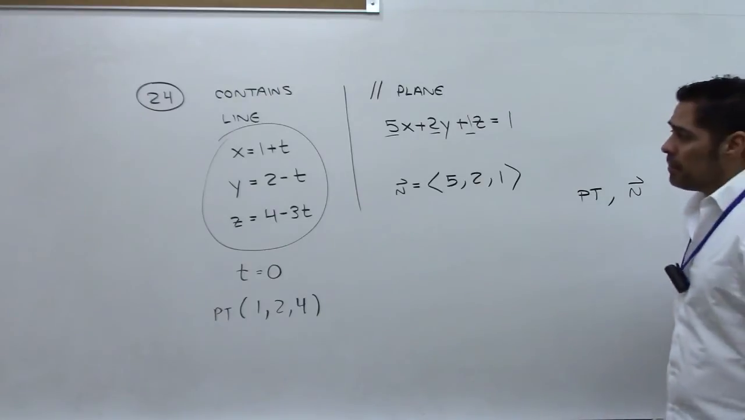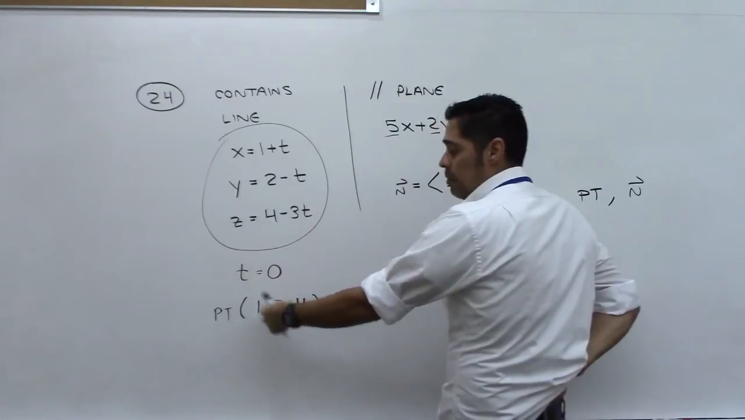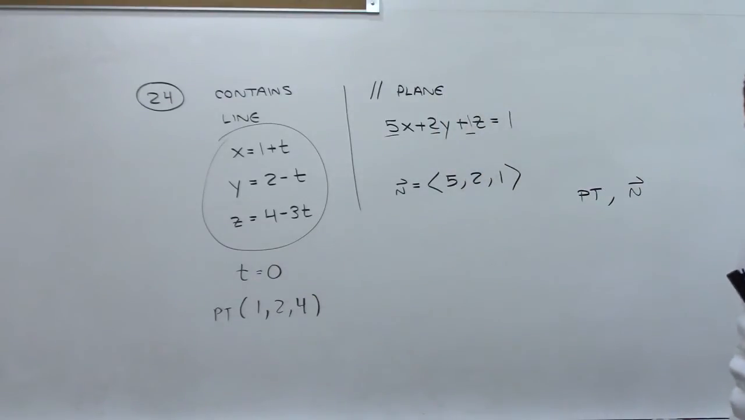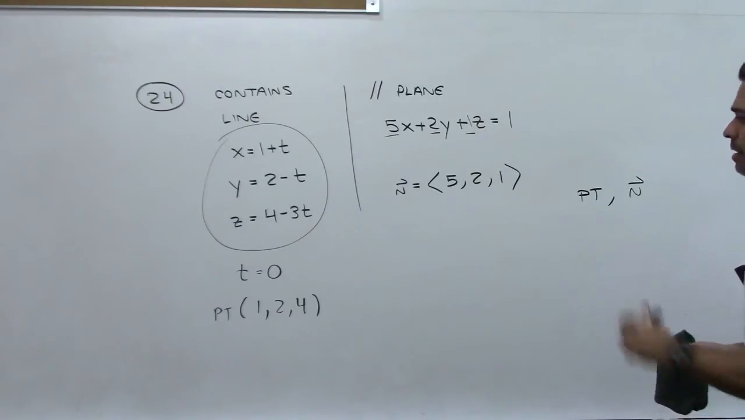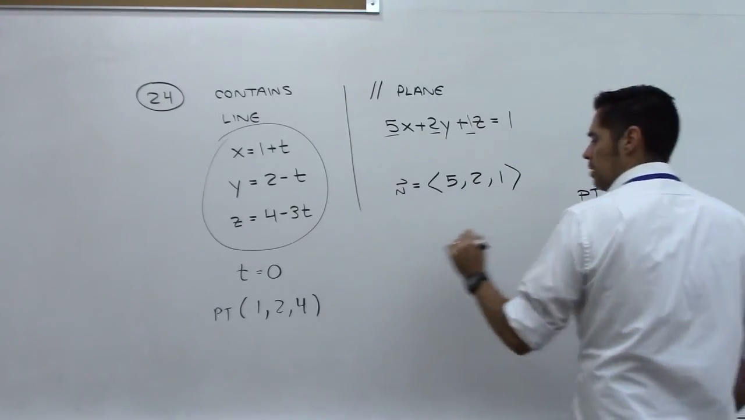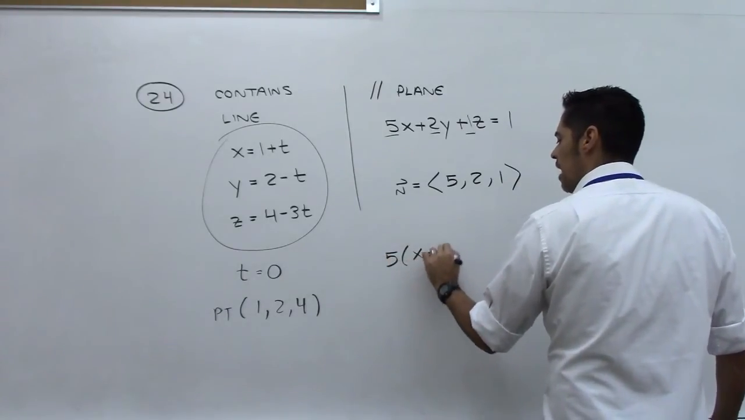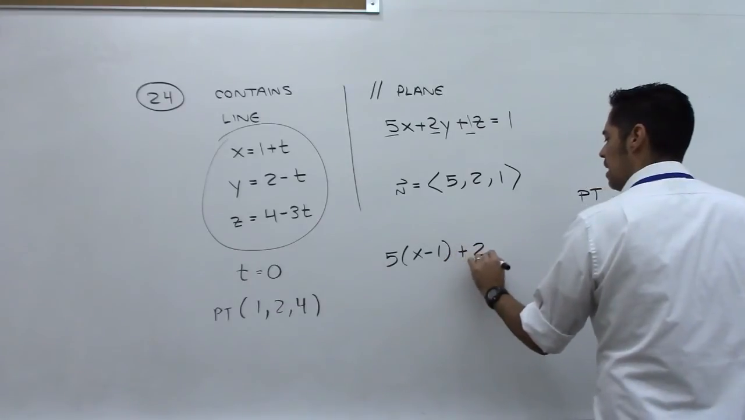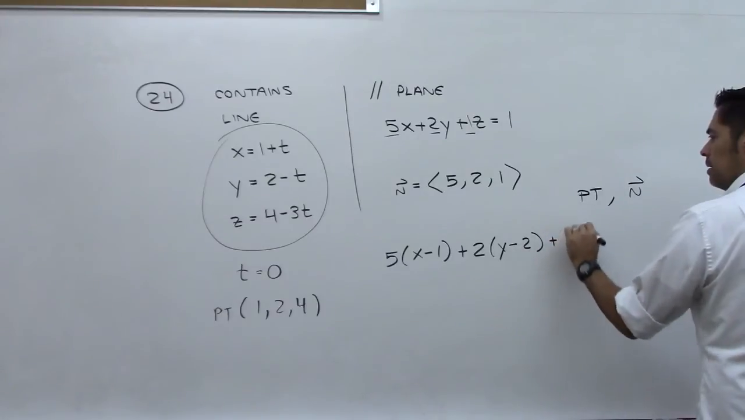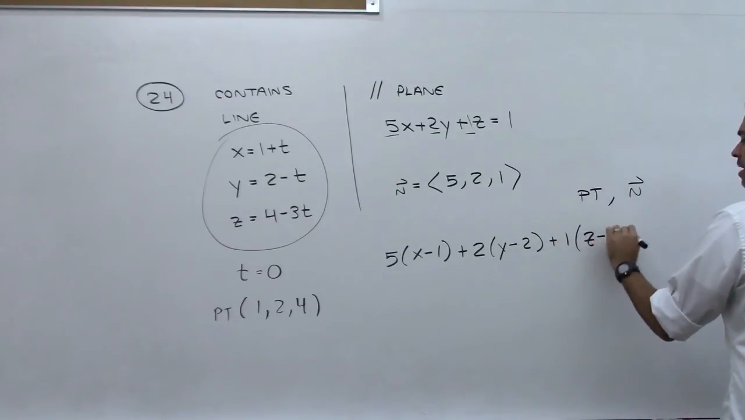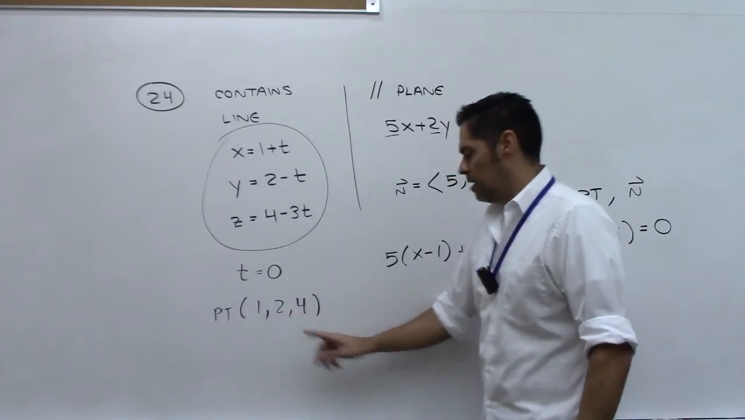That's all we need. Someone else could have come in here and done this problem and said, hey, I'm going to let t be 1, and they would have a different point. Is that going to change our answer? I'll show you it's not. So let's do this. I'm going to use this point and this vector. Using the formula, you get 5, that's a, x minus x naught, plus b, y minus y naught, plus c, which is 1, z minus z naught equals 0. So there's a, b, c, x naught, y naught, z naught.